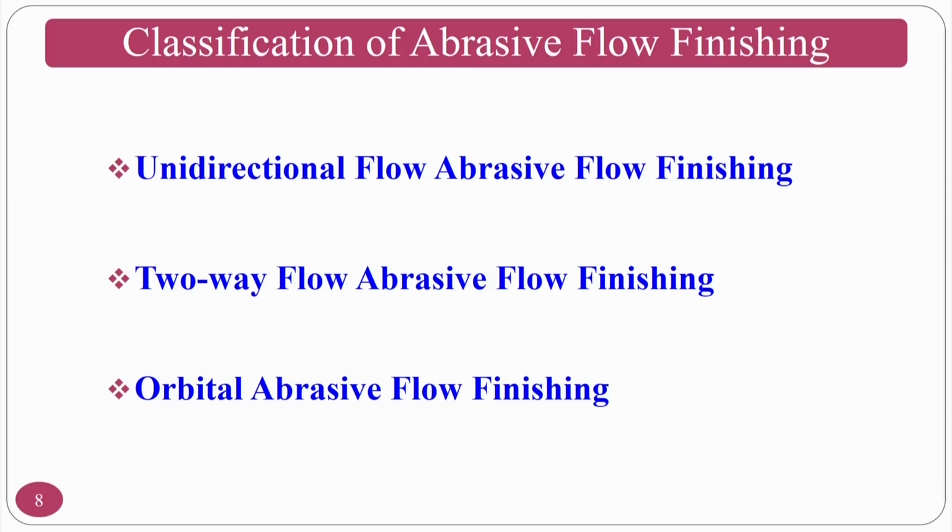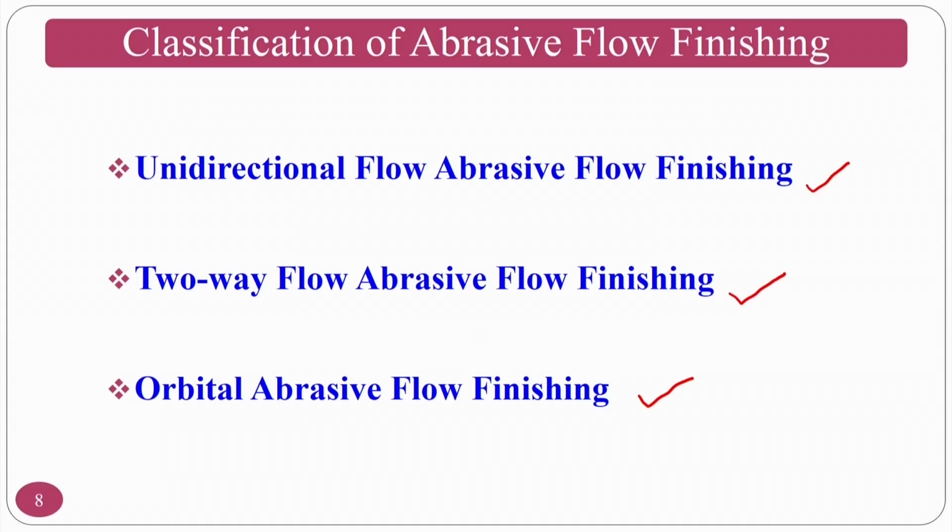So, the classification of the abrasive flow finishing process: there are normally three varieties. One is the unidirectional flow abrasive flow finishing process, the two-way abrasive flow finishing process, and the orbital abrasive flow finishing process.